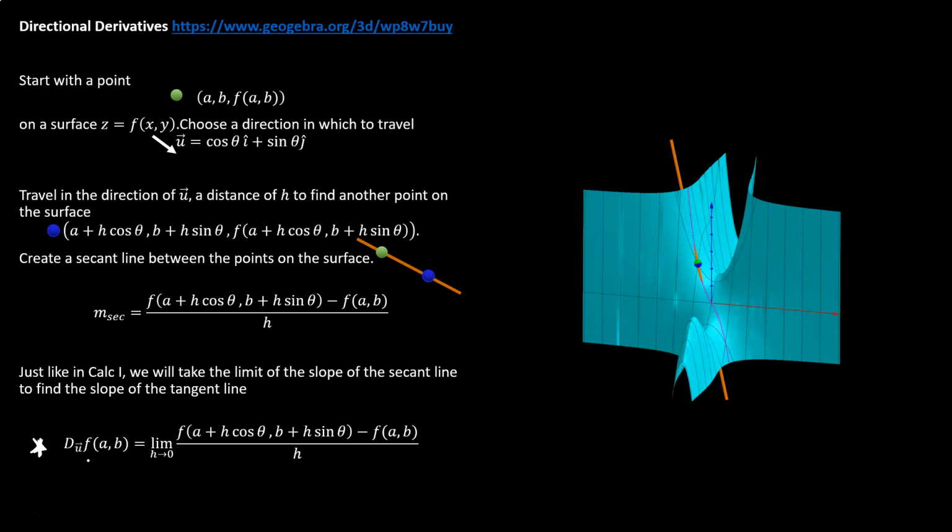Calculating this directional derivative essentially is just like we did in Calc 1, where you're finding the limit as h goes to 0 of the slope of our secant line. So take a shot at the GeoGebra link, play with it, and make sure that you fully understand how we're coming up with this limit definition.